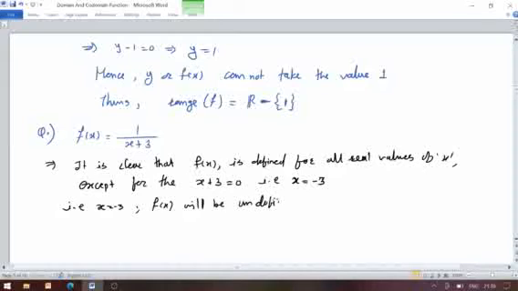Why does it become undefined at the point x equals minus 3? Because after all, replacing x by minus 3, we get the denominator as 0, and once the denominator of any rational expression is 0, it should be indeterminate. So as the division result will be indeterminate.